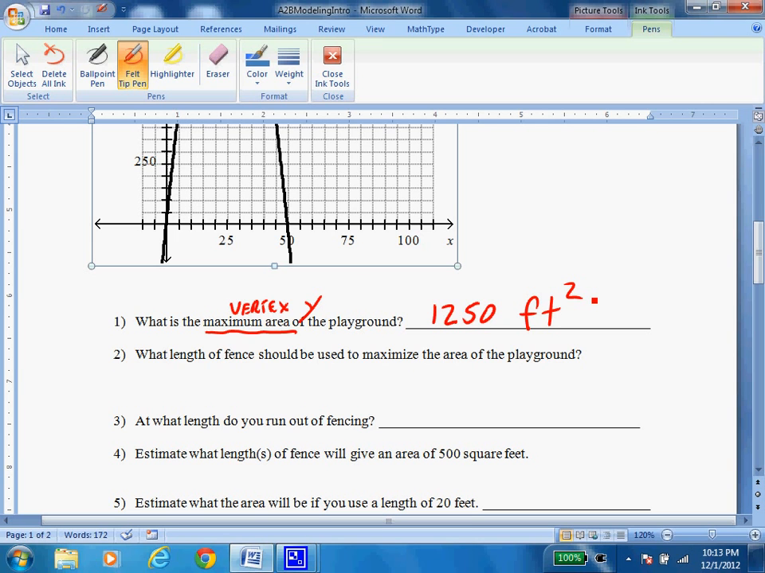And then the second question, it's asking what length of fence should be used. So, and again, because of the word maximize and because of what the variable is defined as, this one we're being asked for the x value of the vertex. So I'm going to use 25 feet.